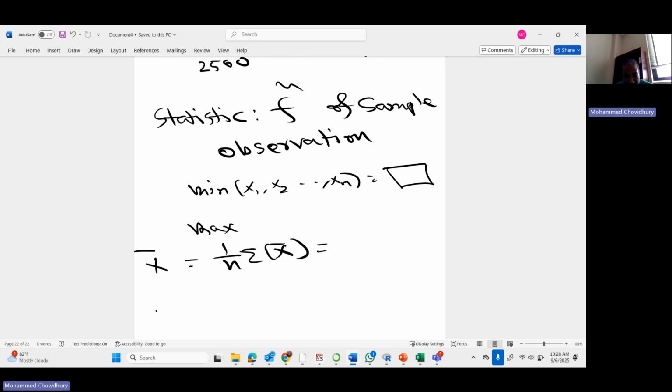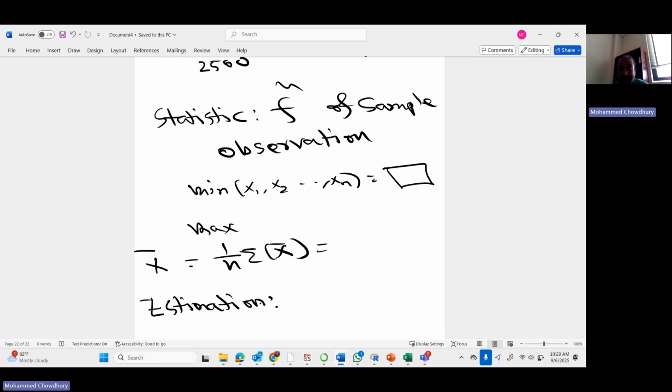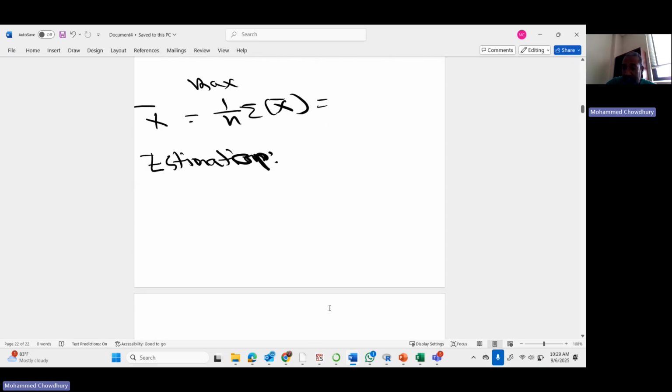But what is an estimator? An estimator means a function of sample observations by using which we estimate the population parameter. A function of sample observations by using which we estimate the population parameter is known as the estimator.